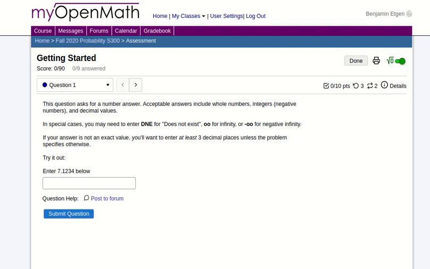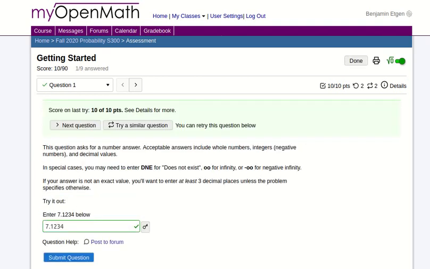My Open Math has the ability to use parentheses just like your calculator does, and you'll need to do that as grouping symbols. It says we're supposed to enter this number, 7.1234, and submit that, and it says, yep, I happily did that. This is by far the easiest assessment of the entire semester.